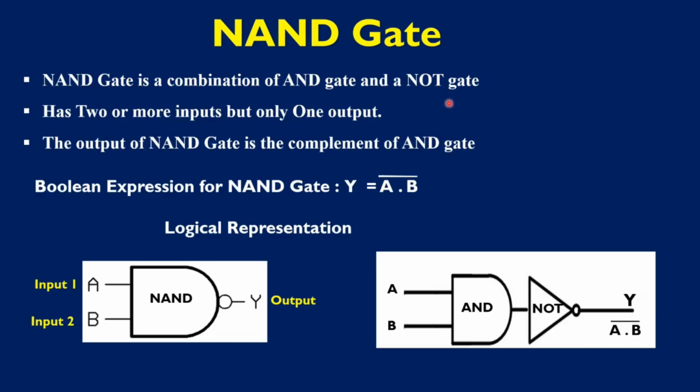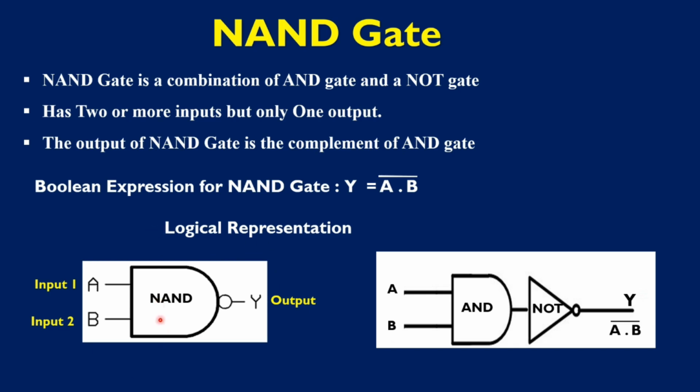The NAND gate is a combinational logic gate. It has two or more inputs and only one output. The NAND gate is formed by combining an AND gate and a NOT gate. The output of the NAND gate is the complement of the AND gate. If A and B are the inputs of the NAND gate, then the output of the NAND gate will be A dot B bar. This is the logical representation of the NAND gate.